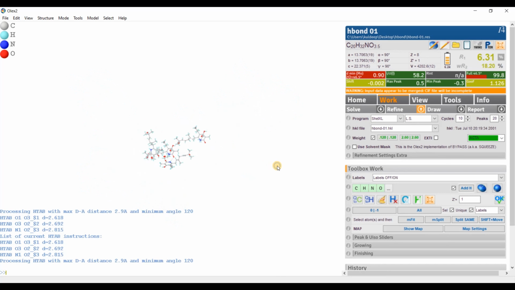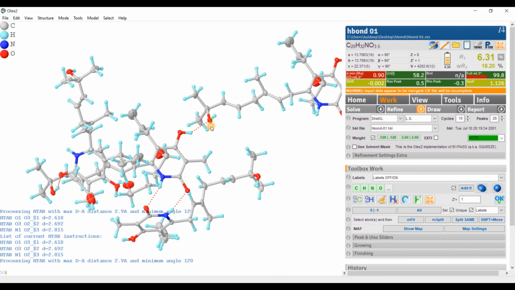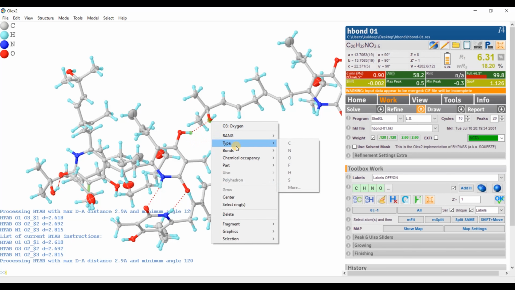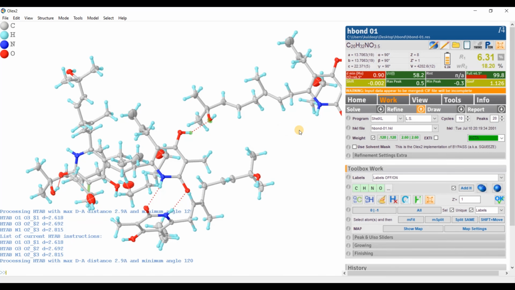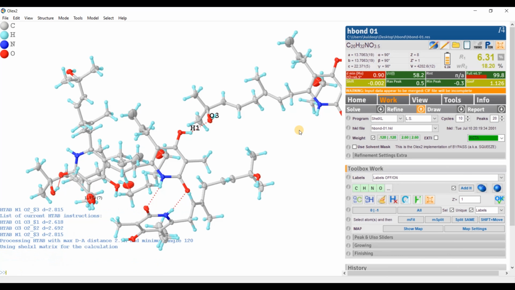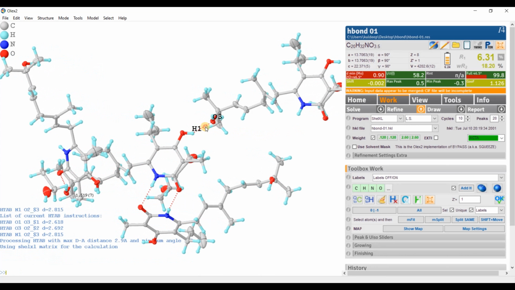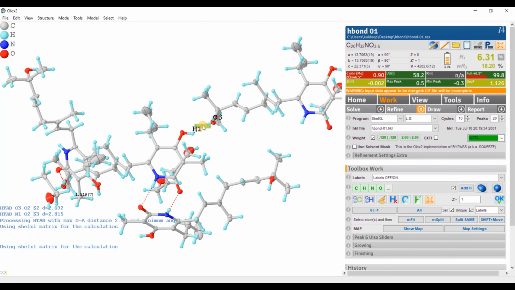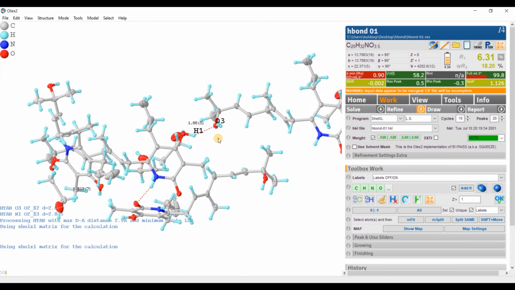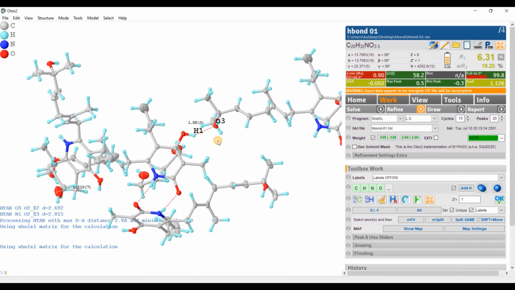Select this oxygen, select this hydrogen, and if I am going to label, there is an option, type label, and now select this distance and type label. Now you can move this label by using the shift key. So this H1O3 hydrogen bond length is 1.88, and 5 is the ESD.